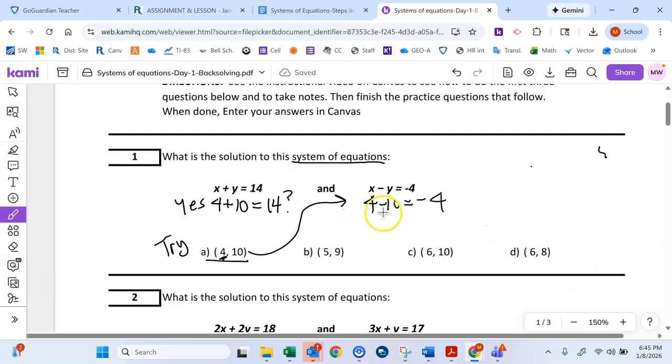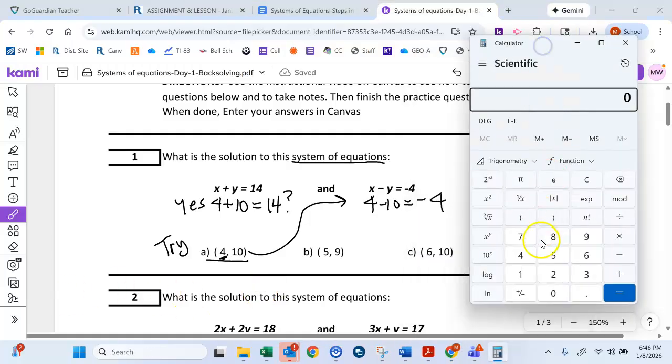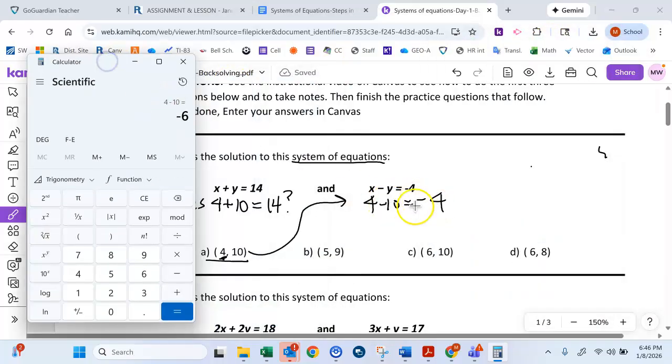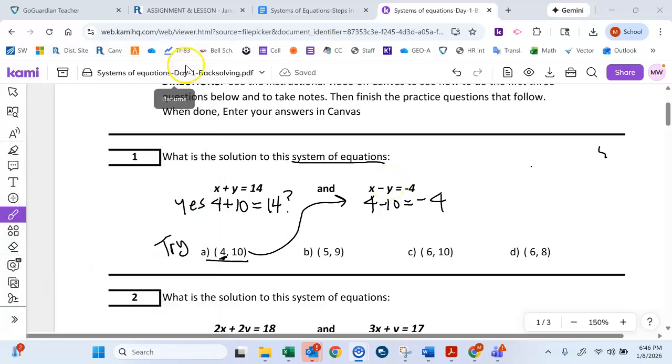Let's see, 4 minus 10, if you use your calculator, 4 minus 10 equals negative 6, but this says it has to be negative 4. So the answer on this one is no. Okay, so no here, yes here, but that means it's only good for this one. It has to be good on both, right? So this is no good.